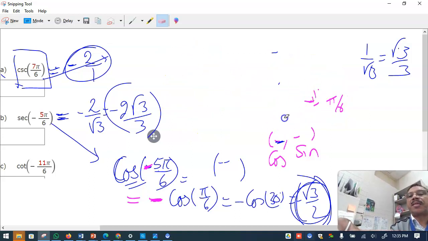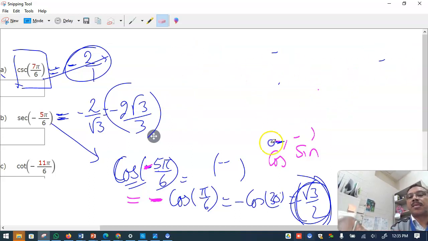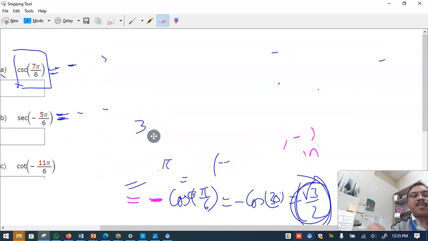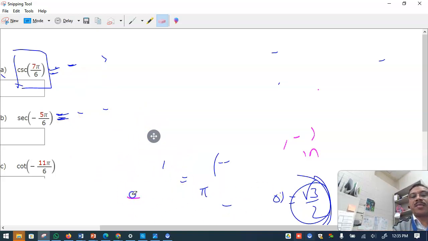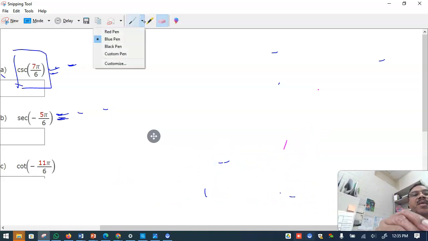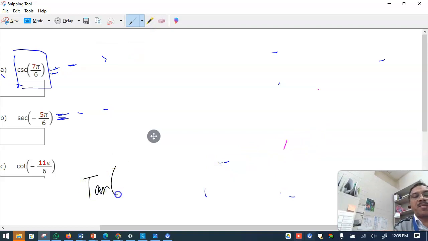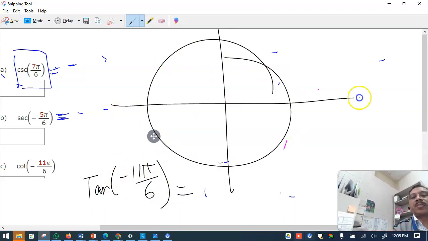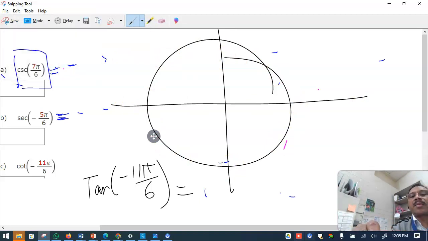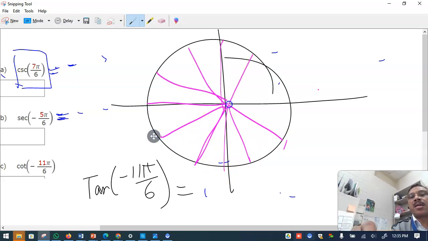So where is 11 pi by 6? Let me take all this off and find 11 pi by 6. Of course, it's cotangent, right? So instead of figuring out cotangent, let me do tangent. Let's find out what is tan of minus 11 pi by 6. This is clockwise because it's a negative. So 11 pi by 6 is like 1, 2, 3, 4, 5, 6, 7, 8, 9, 10, and 11.